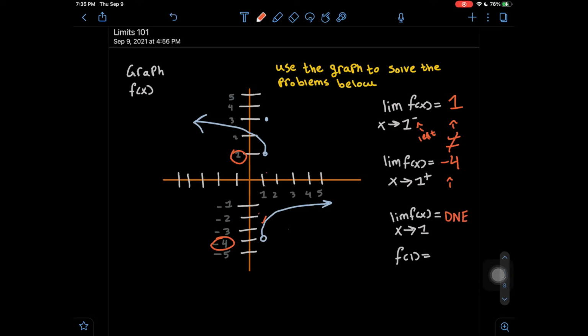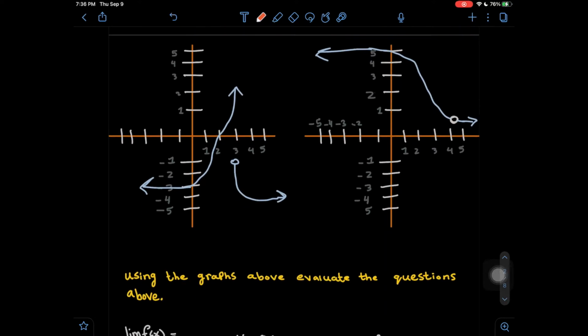Now, we have a question that says f of 1 equals blank. Whenever we have an open hole, it's not really equal there, so that means that neither of these values is our answer. But we do see that at 1, we have a filled in circle, a dot, and that's going to be our y value, or our f of 1 value, and that's going to be 3. So that is how we would do this first graphing problem. Let's go ahead and go to the next problem.